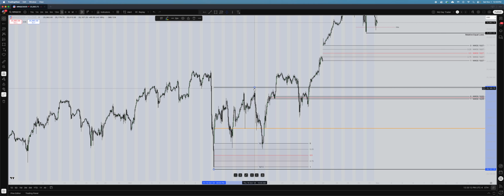Price in this leg run, the leg right here that goes from high to low, fulfills coming down into equilibrium and into a discount. Okay, so this allows the algorithm to now send price higher. So this is the first dealing range.